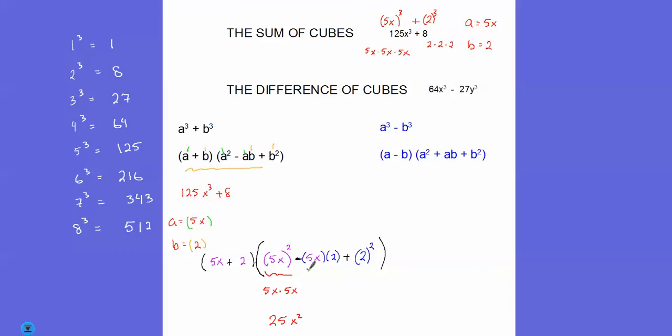The expression here is negative 5x times 2, which is going to be equal to negative 10x. Lastly, in the back, this expression here is 2 squared, which is really 2 multiplied by 2, and this is going to give us a positive 4. When I bring down the initial binomial of 5x plus 2, this is the complete factorization of 125x cubed plus 8. Here, we are finished.